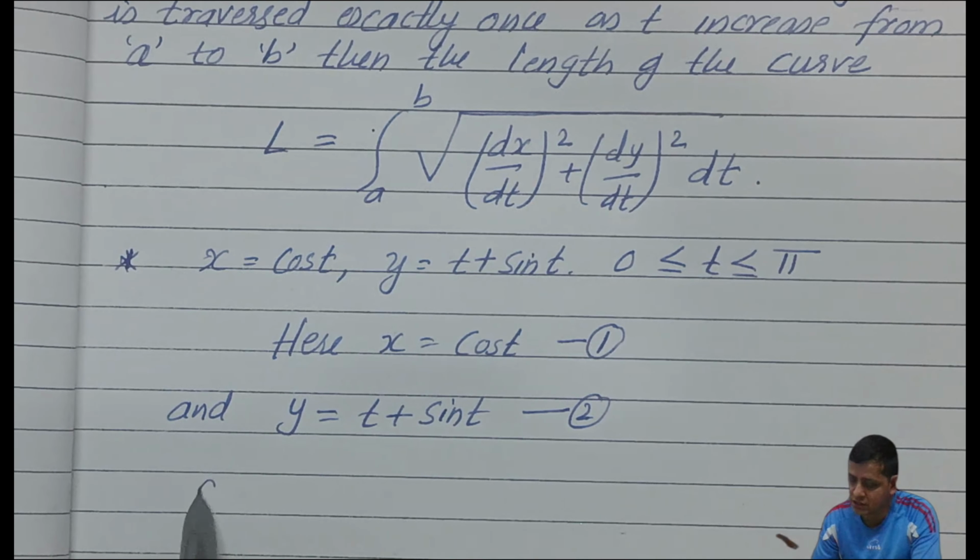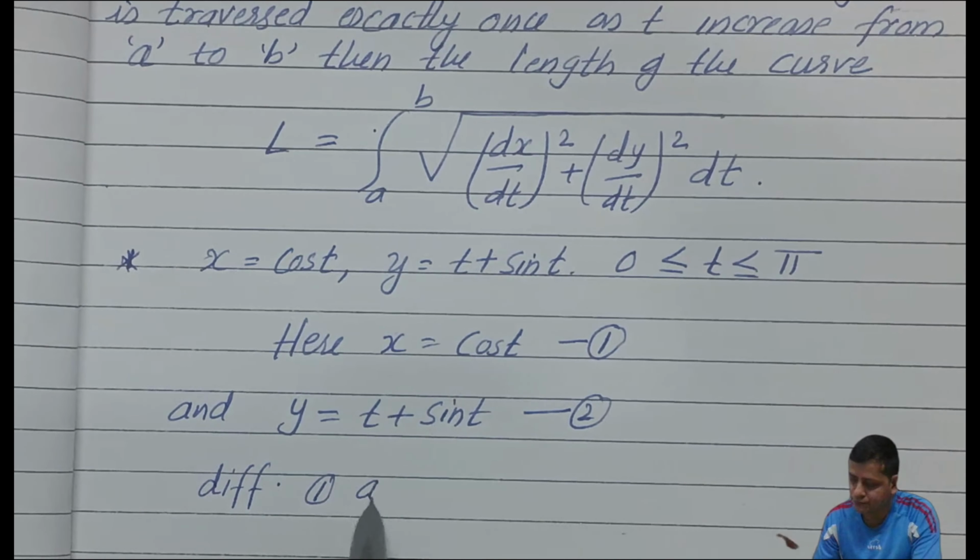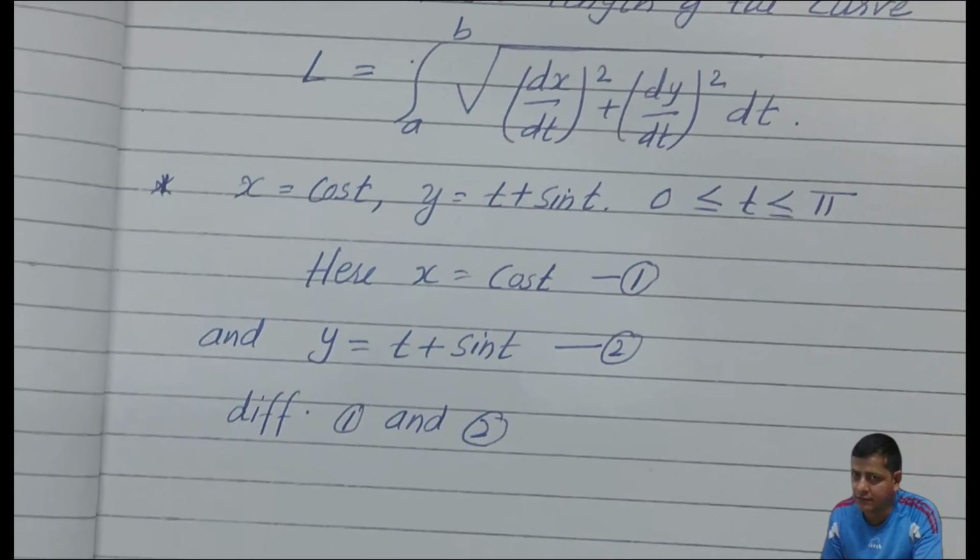So this is the question. Now let's differentiate. We know that in such questions we start with differentiation. Let's differentiate 1 and 2 with respect to t, because you have seen on the top in the formula we had t.